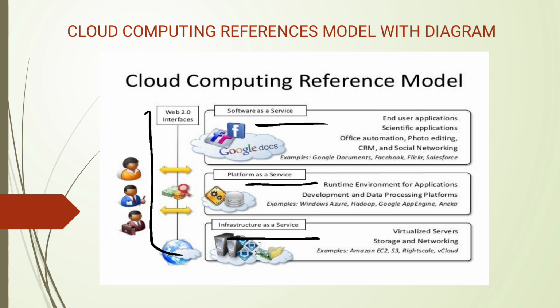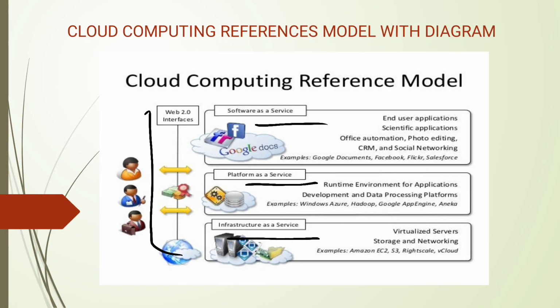The next one is platform as a service. It's a runtime environment for applications, and it is a development and data processing platform. Examples for platform as a service are Windows Azure, Hadoop, Google App Engine, and Aneka.